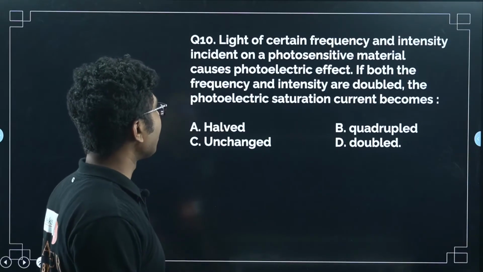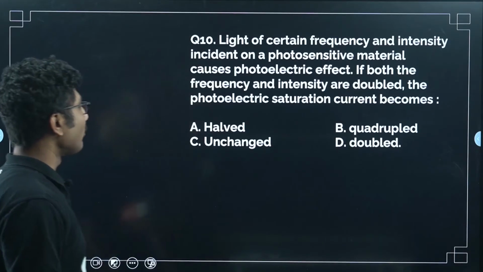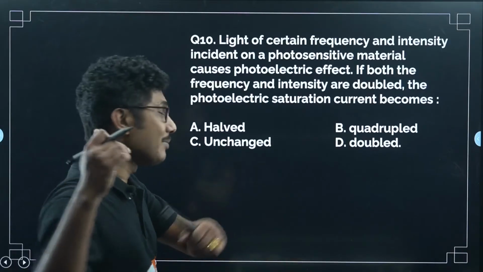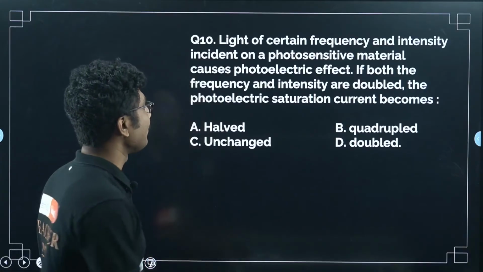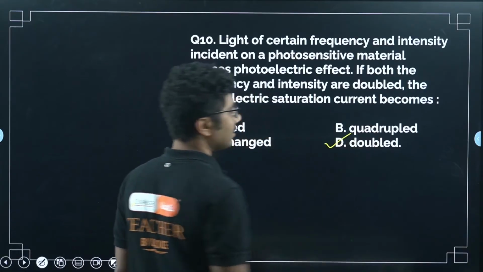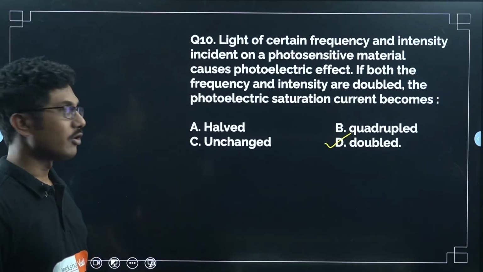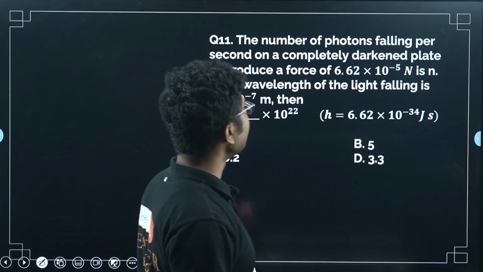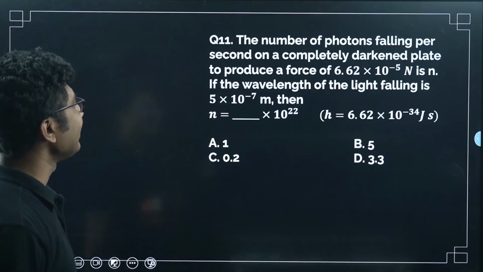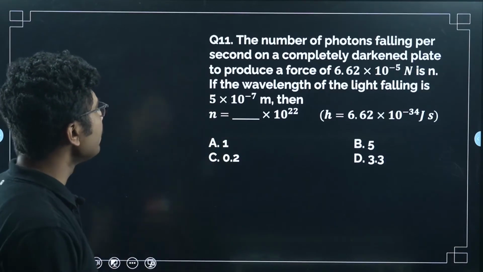If both the frequency and intensity are doubled, the photoelectric saturation current is the same question as we have seen. Photoelectric saturation current depends only on intensity, and if you double the intensity, it will be doubled, not quadrupled, not 4 times, only doubled.